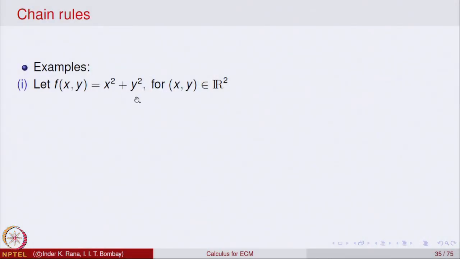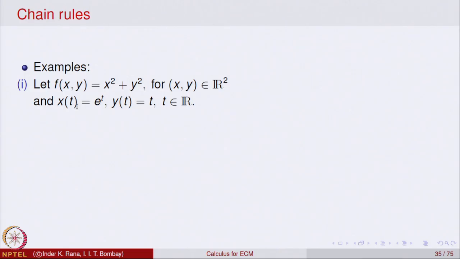The first example we look at is f(x, y) given by x square plus y square, for x and y belonging to R 2. This is a function of two variables, and let us assume x itself is a function of a variable t, given by x(t) is equal to e raised to power t. Keep in mind it is the exponential function e raised to power t, where e is a number. We had looked at this function in the first or second lecture. And y(t) is equal to t for t belonging to R.